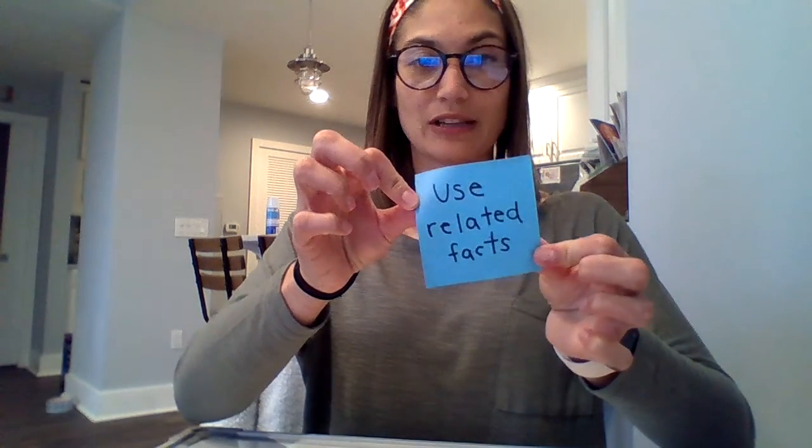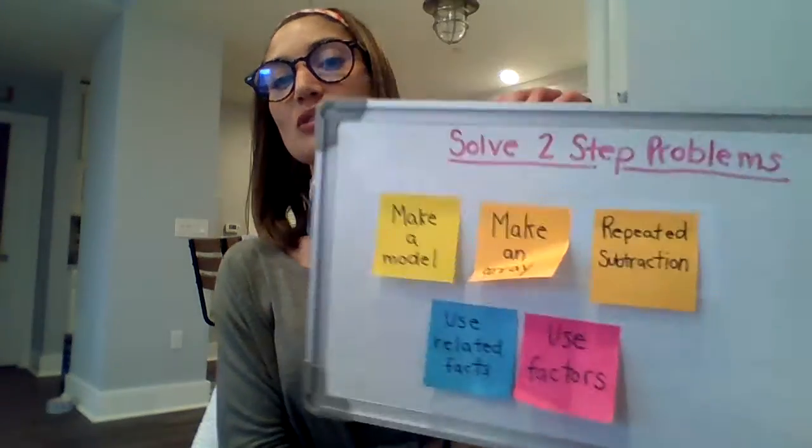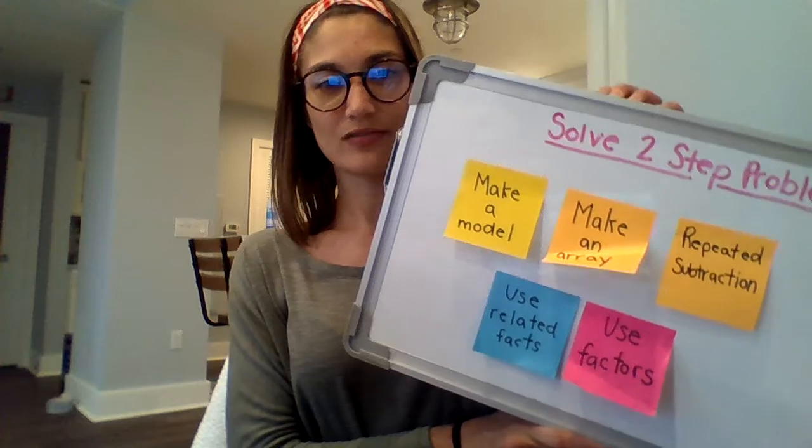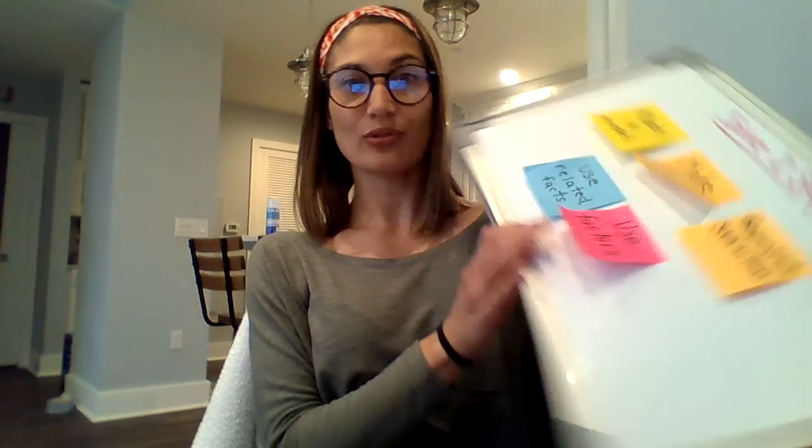Another strategy we learned was repeated subtraction. We also learned that we could use our related multiplication facts, or when we're dividing by 9, we can use factors. So today we're going to be focusing on challenging ourselves a little bit by solving two-step problems. The good news is we can use these strategies to help us solve these multi-step problems involving division and other operations. So let's get started.